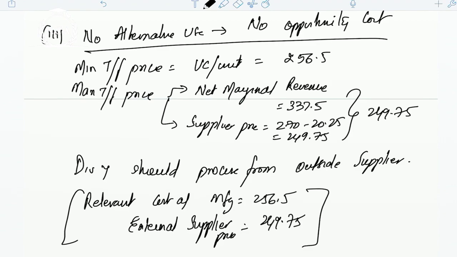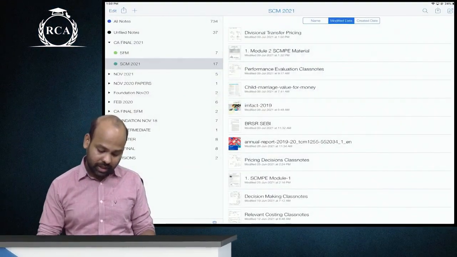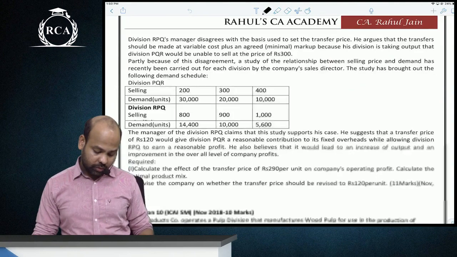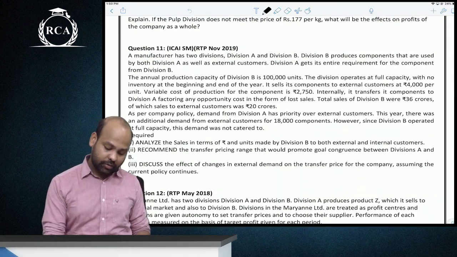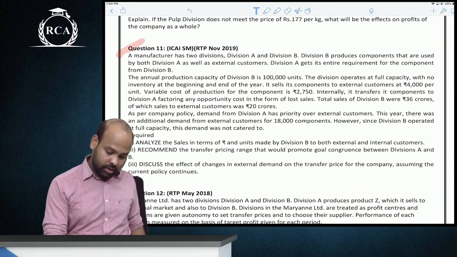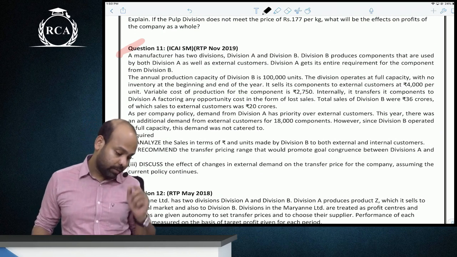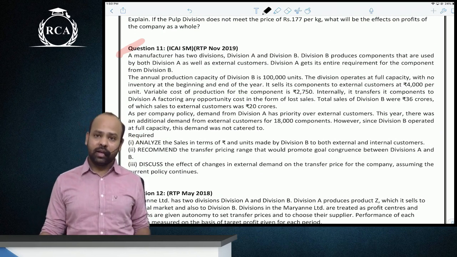Yes guys, I hope you're all done with this. We will now solve question number 11, which will be the last question we discuss today. I'll see if I want to give some homework questions, and we'll decide.